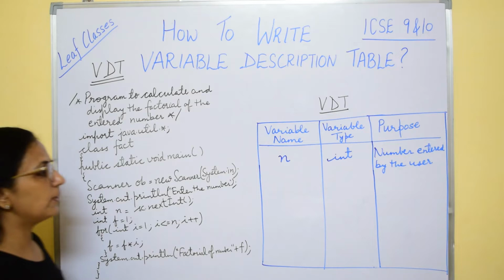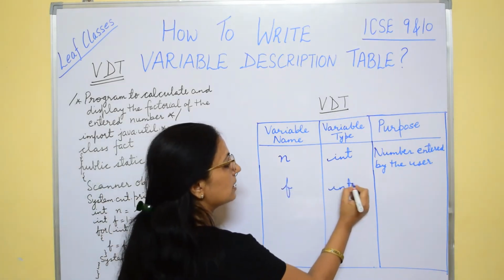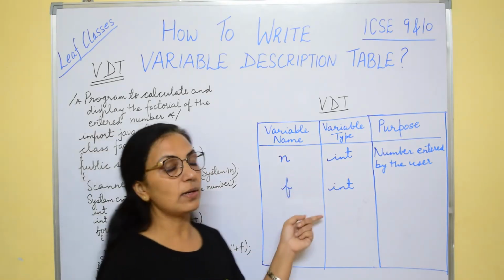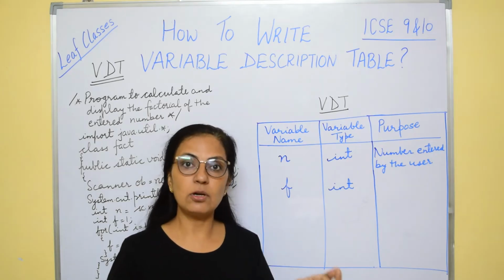Then next we have taken f. So the next is f. Again this is int type. Please check that when you write the variable type, the type should be written correctly. It should not be integer.